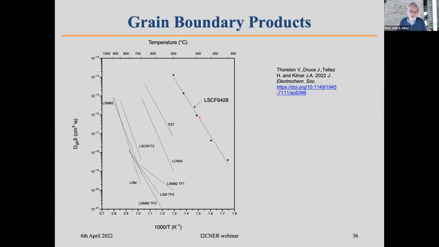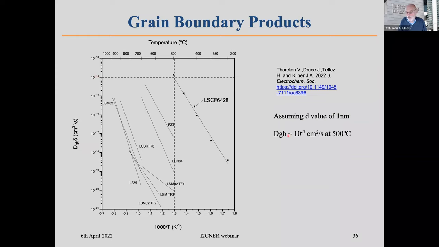If we now plot that grain boundary diffusivity on the plot we've just looked at, LSCF 6428 comes out to have the highest grain boundary delta product that has been noted in the literature so far, as far as I'm aware. And this is really quite remarkable, because at 500 degrees centigrade, if we assume that delta is 1 nanometer, the D_GB delta product is 10 to the minus 14. So this would give us a value of about 10 to the minus 7 centimeters squared per second at 500 degrees centigrade. And if we were to go back to the plot of those bulk diffusers, this is way above anything that is seen in any of those materials. So this is really very fast diffusion indeed at 500 degrees centigrade.